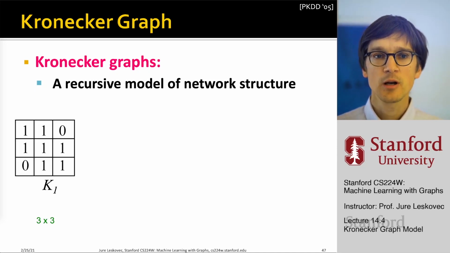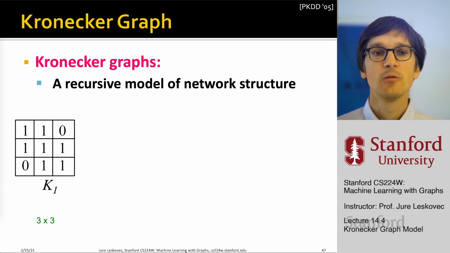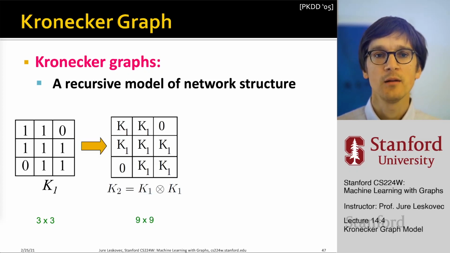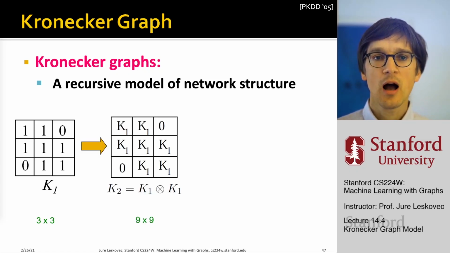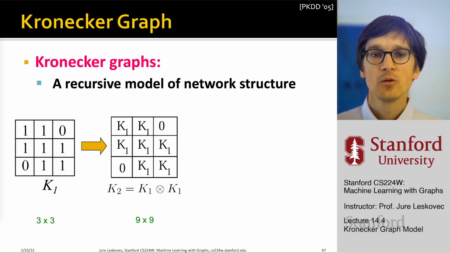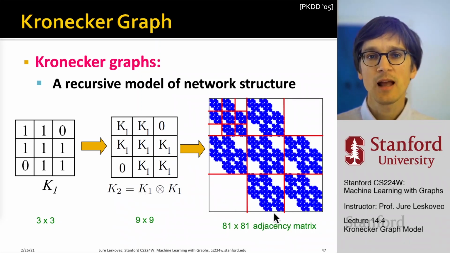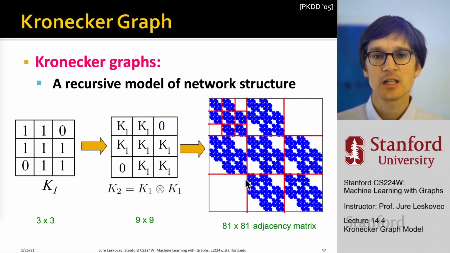The way this will work is I will take a small generator matrix like the one I have here, let's call it K1, and then I'm going to apply the Kronecker product to itself. So I'm going to do K1 Kronecker product K1 to get now a matrix K2. And then I can keep multiplying and I will get this very nice self-similar structure.